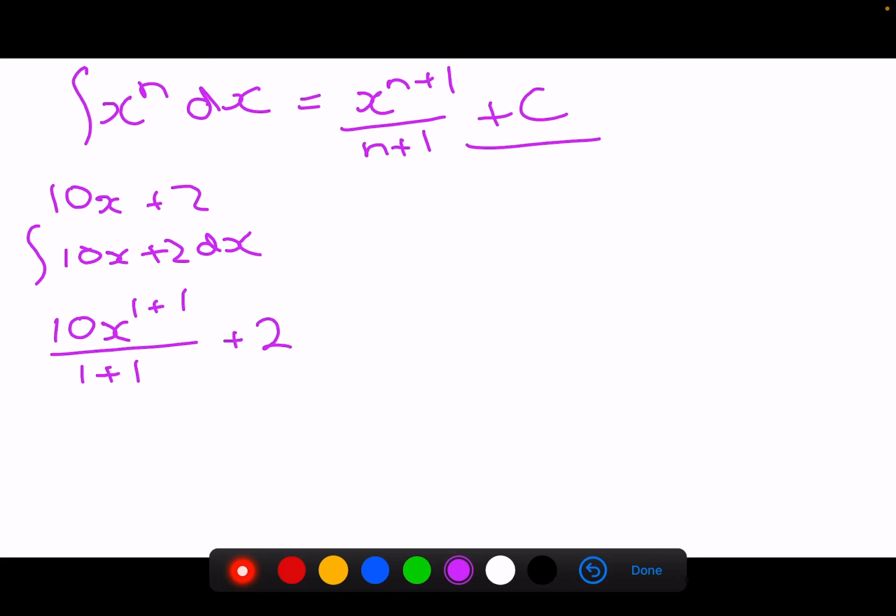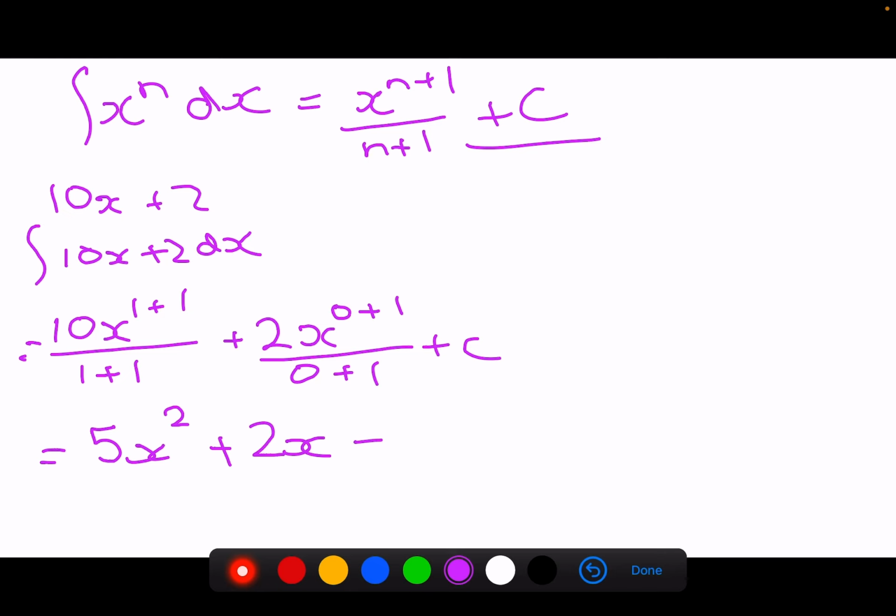So when you've got 2, it's actually just 2 times x to the 0, because x to the 0 will always equal 1. So what we're doing here is 2x to the 0 plus 1 over 0 plus 1, and don't forget your plus c. This is going to equal 10 over 2, which is 5x to the 1 plus 1, which is 2, plus 2x to the 1 over 1, which is just 2x, plus c, giving us our equation after integration.